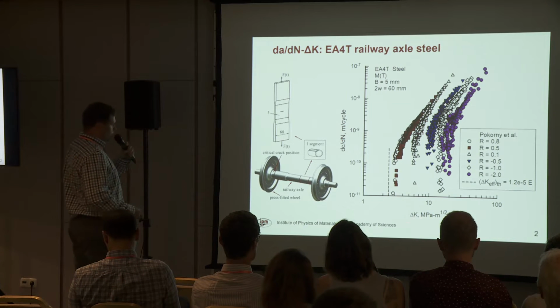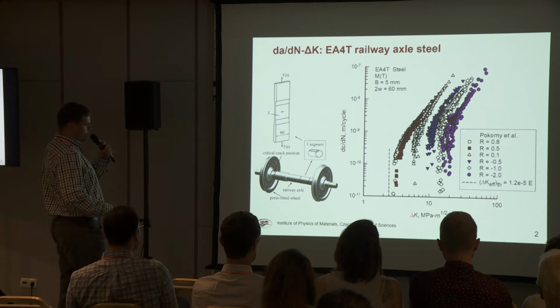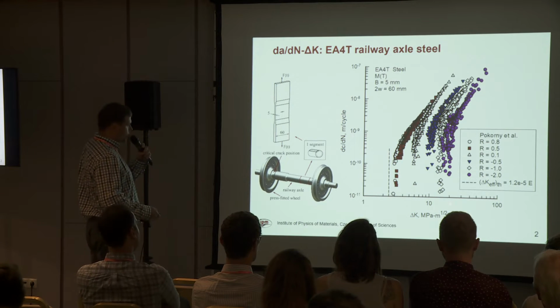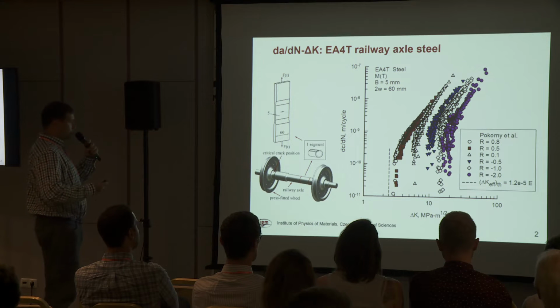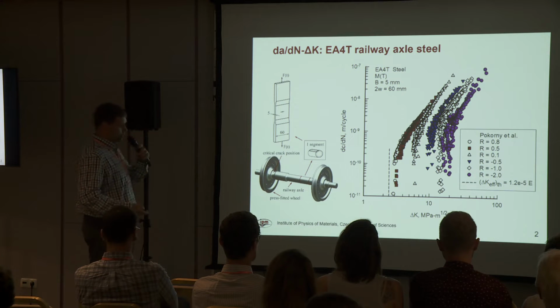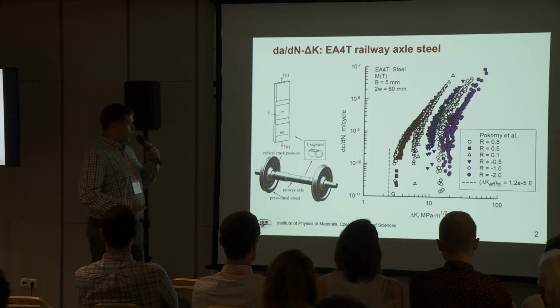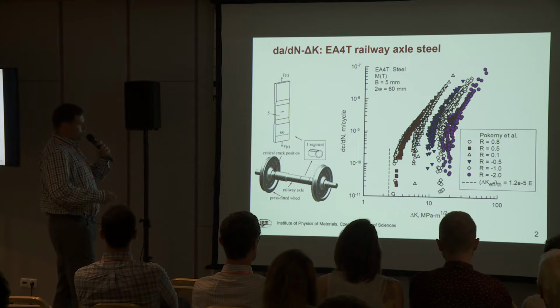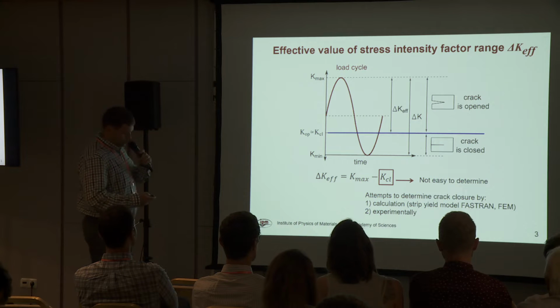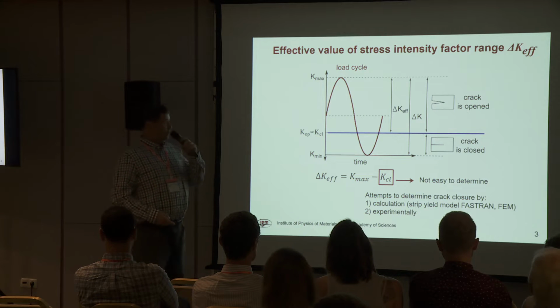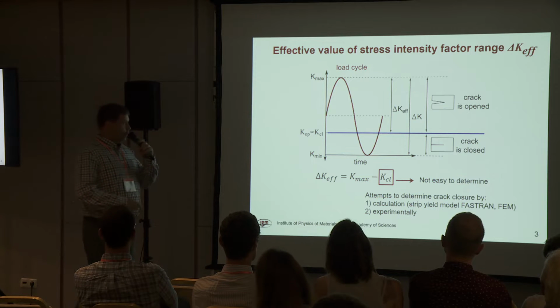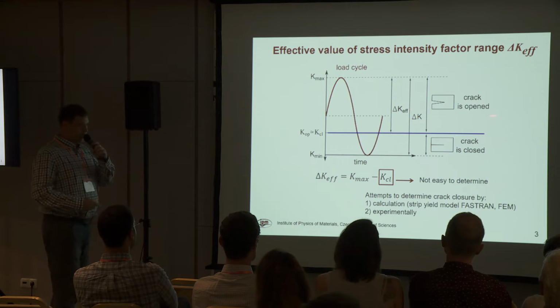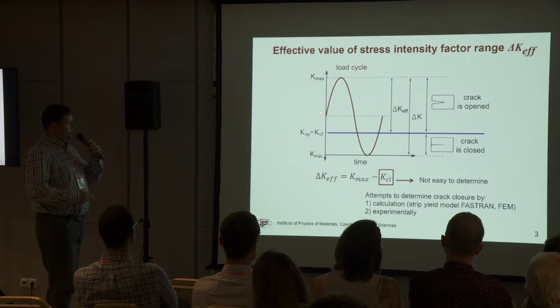However, if you have a look at a particular delta K, a particular stress intensity factor range, you will have different crack propagation rates due to the load history, due to the different load ratios, etc. But actually, we would like to have some unique parameter which describes uniquely the crack propagation rate. So this unique parameter could be the effective value of stress intensity factor range, where we take into account just the part of the load cycle when the crack is open.